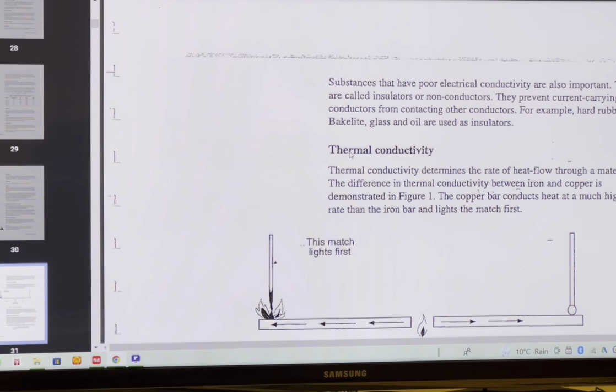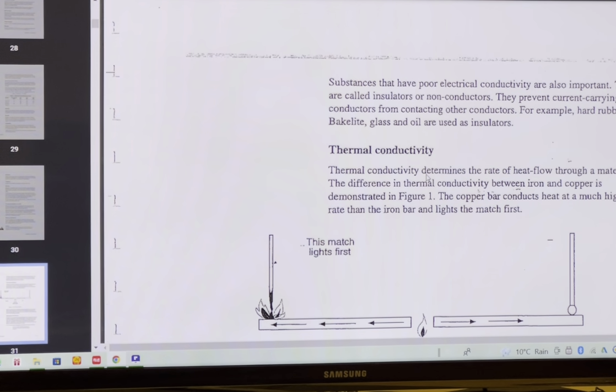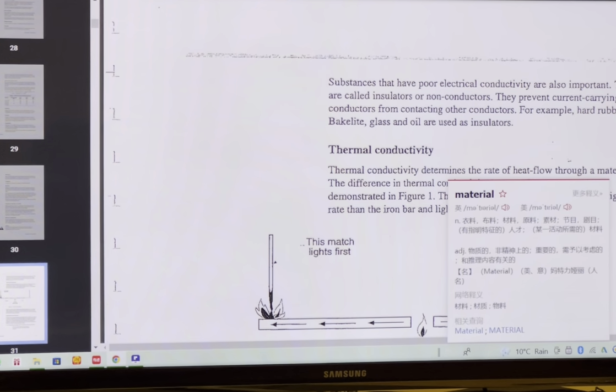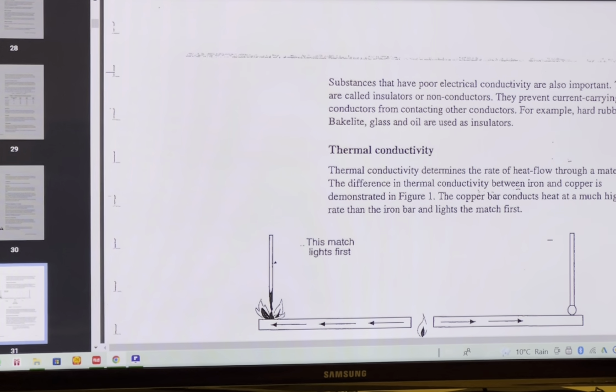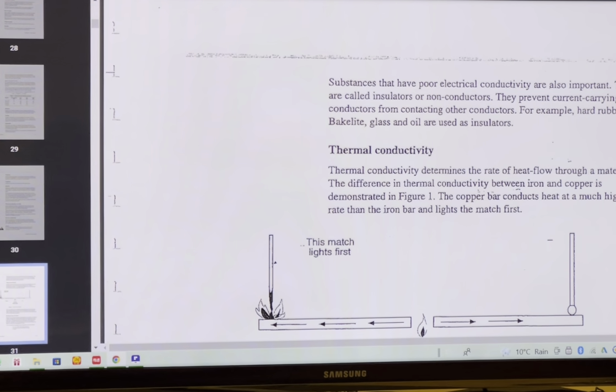Here you can read it by yourself. Thermal conductivity determines the rate of heat flow through a material. The materials here are often iron and steel, not wood. Wood has almost no heat flow. The difference in thermal conductivity between iron and copper, which we often talk about as engineering materials, is demonstrated in the figure here.